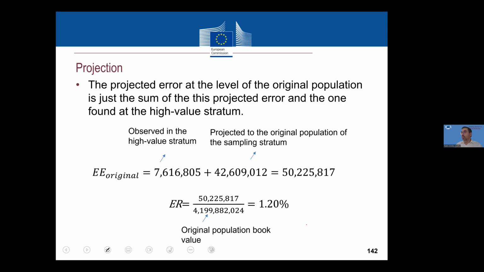Then we calculate the total projected error. How much is the total projected error? Error found in the exhaustive stratum plus the error projected in the sampling stratum after being enlarged to the original population, 50 million euros. If you want to have the error weight, you divide this by the original population book value, 1.2%, and it's done.